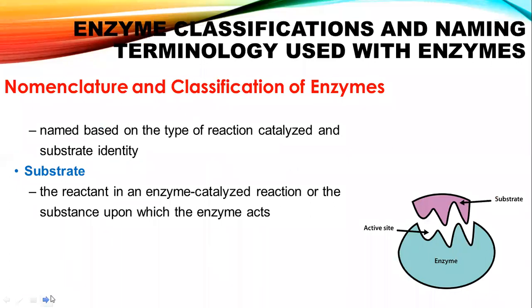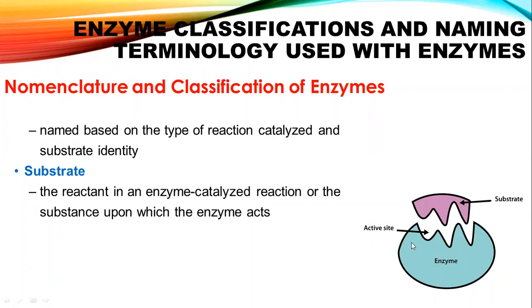So the nomenclature and classification of enzymes is based on the type of reaction catalyzed and the identity of the substrate. So it's a substrate. The substrate is simply the reactant in an enzyme-catalyzed reaction, or the substance upon which the enzyme acts. Kanang unsa siya nga substance ang catalyze sa imong enzyme nga ma-transform into a product. Now, for example, later we'll have an example.